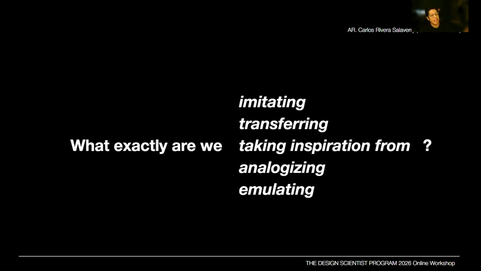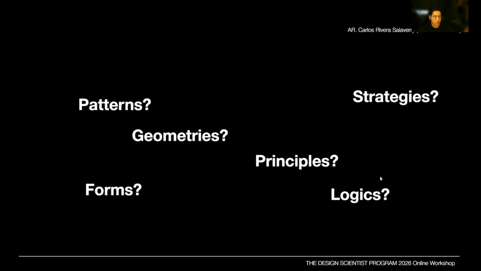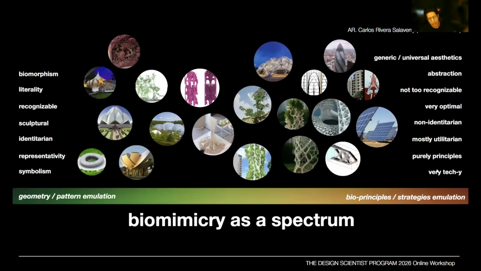So, what are we exactly imitating or transferring or taking inspiration from or analogizing or emulating? And this is a question that comes to mind when we're talking about biomimicry. Like, are we copying patterns? Are we copying geometries, forms, strategies, principles, and logics? Something that is not very clear when we first hear this term.